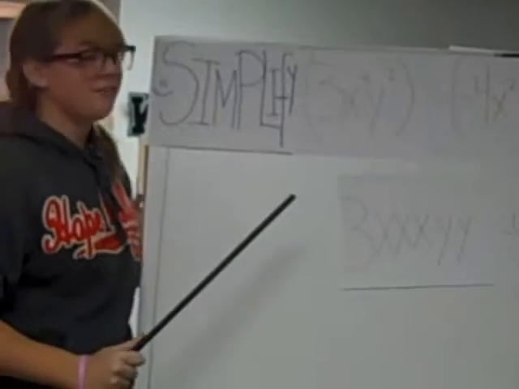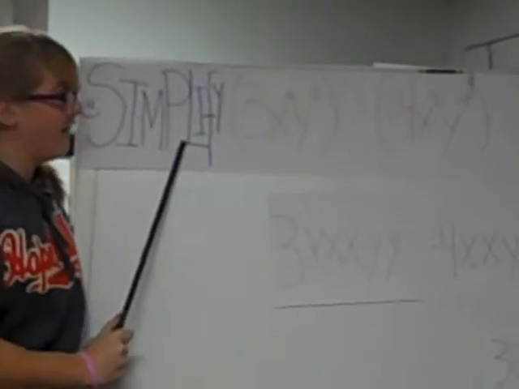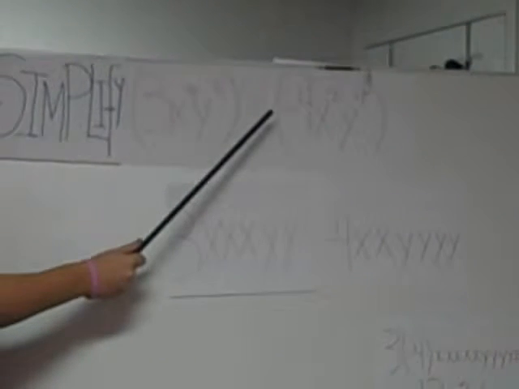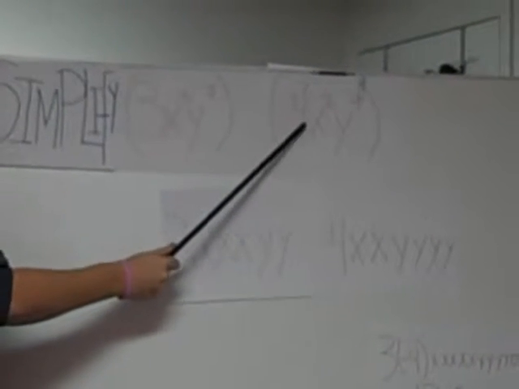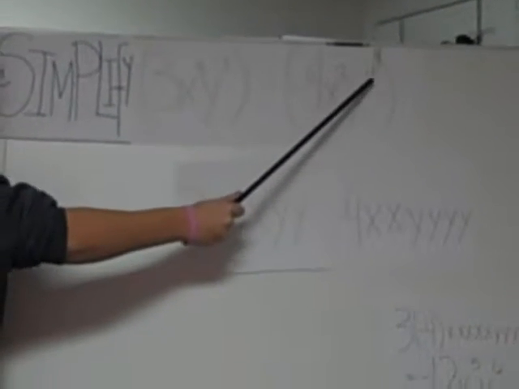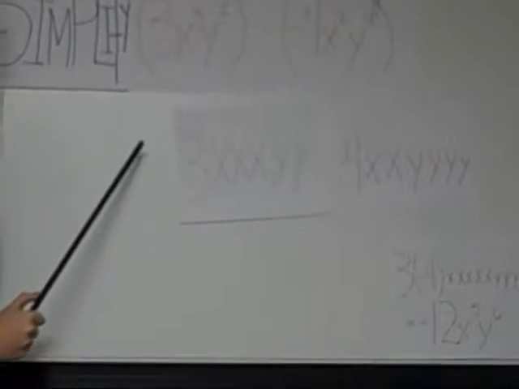Example 1. Here's what you're going to do. You're going to simplify 3x cubed y squared times negative 4x squared y to the 4th. And what you do is you pull everything out.